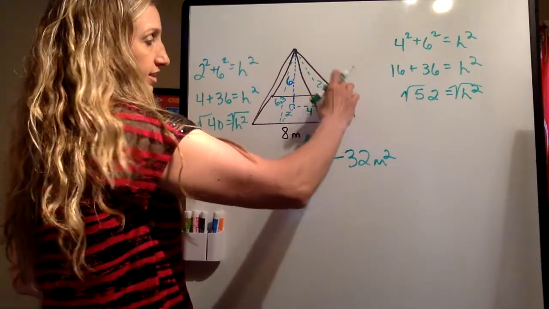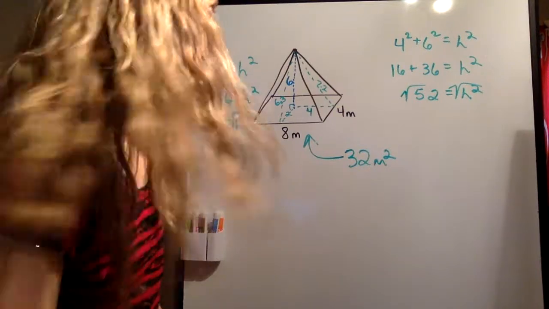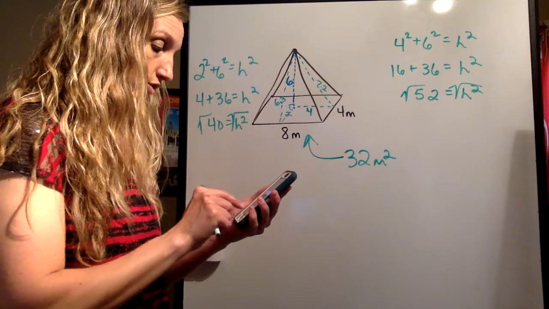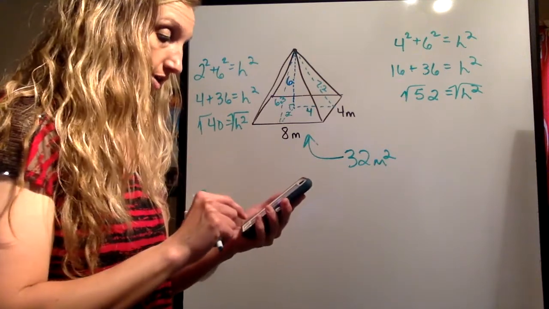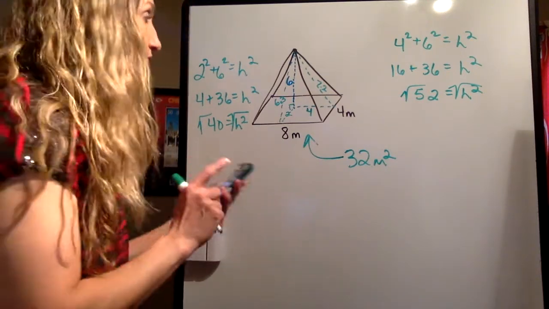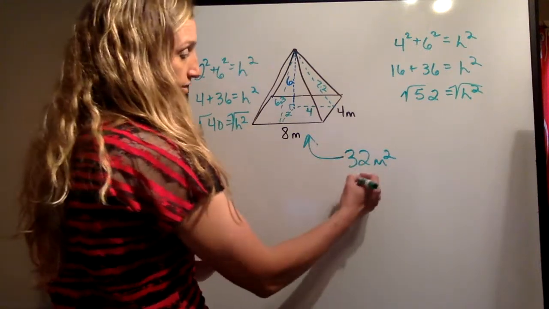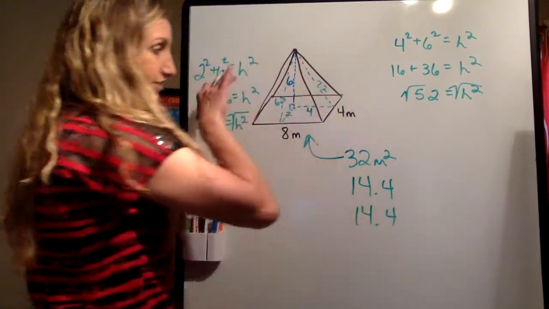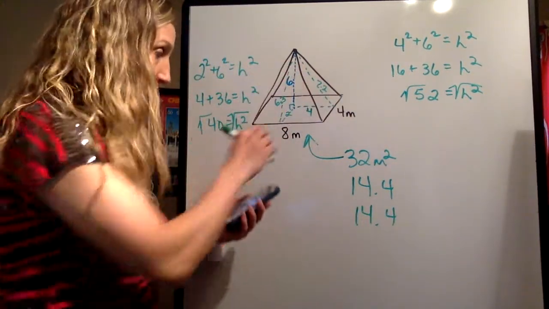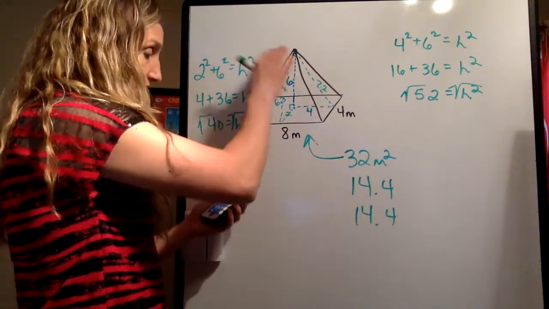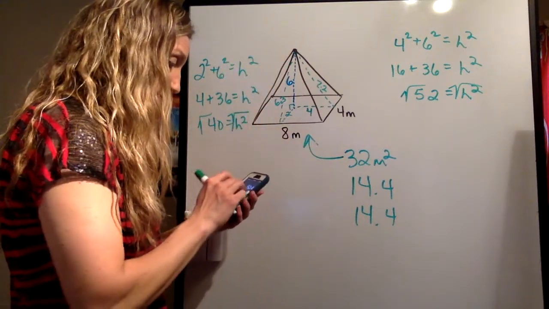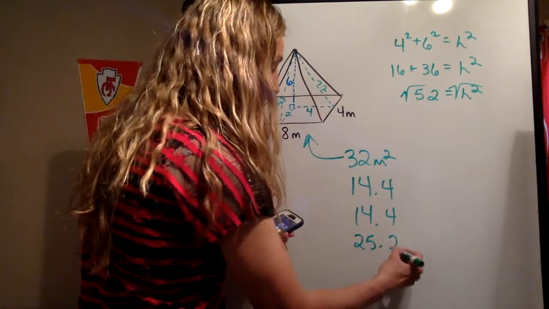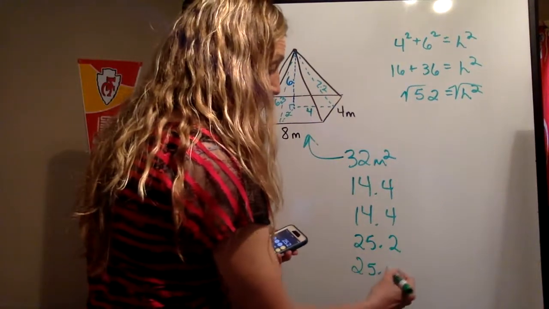Okay. So this triangle has a base of 4 and a height of 7.2. So 4 times 7.2. It's a triangle, so I'm going to divide by 2. I got 14.4. So 14.4 for the right side, 14.4 for the left side. Now I've got this front. The base is 8. The height is 6.3. I'm going to divide that by 2. I got 25.2 for the front and 25.2 for the back.